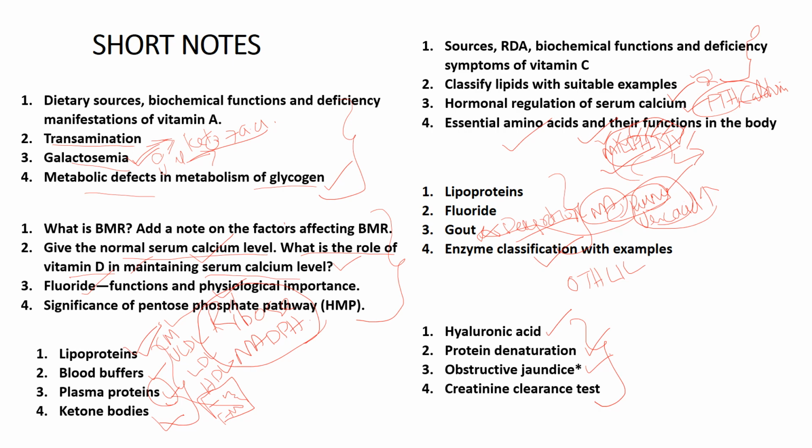Obstructive jaundice is because of obstructions in the liver and the pancreas. You can expect this jaundice. And creatinine clearance test is a kidney function test. You can write this exactly. So these are all straight questions that you can write to the point and score more marks.